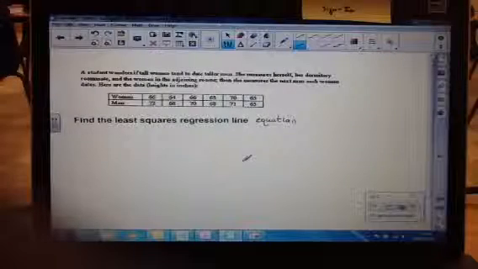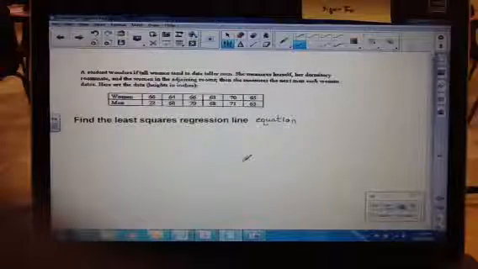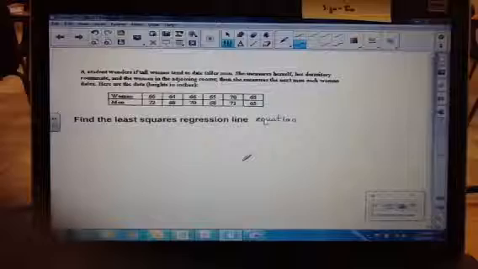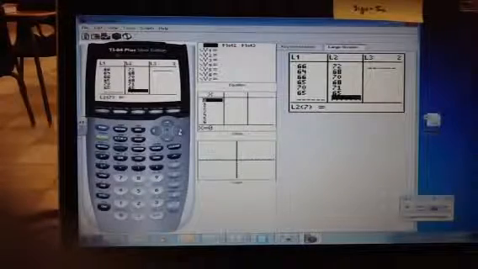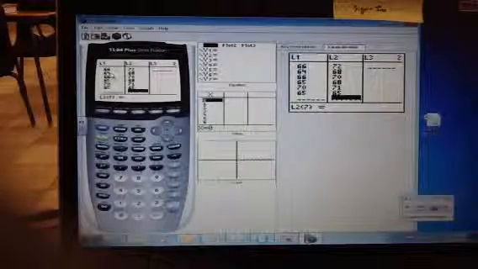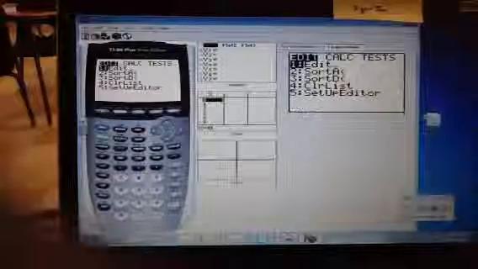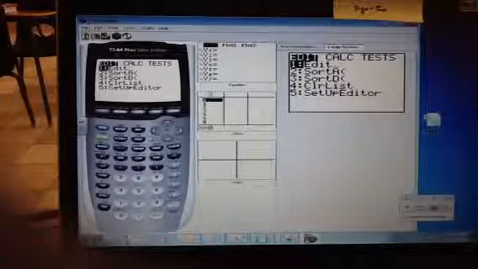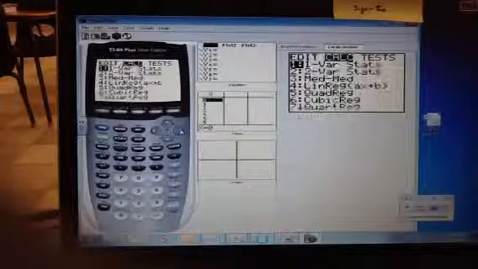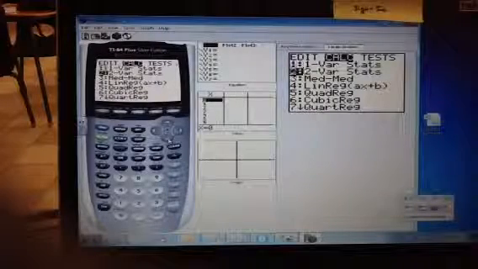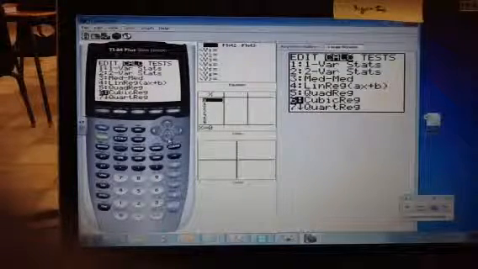To find the least squares regression line equation, you need to type the data into your calculator into list 1 and list 2. So I take the time to type the data into L1 and L2. Now I want to run a linear regression on L1 and L2.